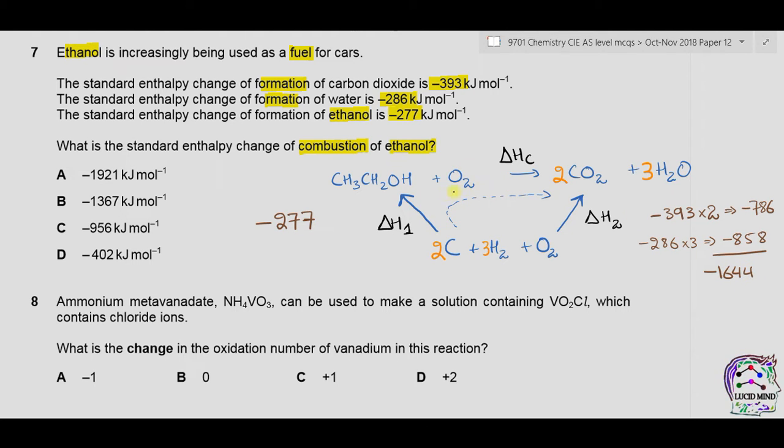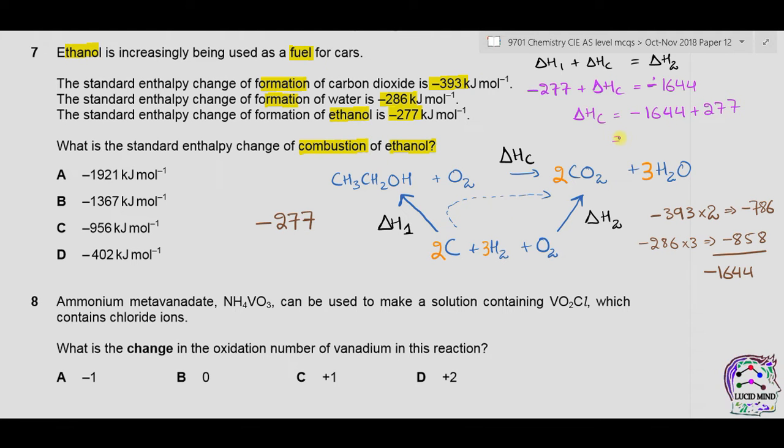Now by applying Hess's law, we can write the equation delta H1 plus delta Hc. As there are two steps involved, it equals delta H2. We are going to find the enthalpy change of combustion. The value of delta H1 is minus 277. So we can write minus 277 plus delta Hc equals minus 1644. Or delta Hc equals minus 1644 plus 277.